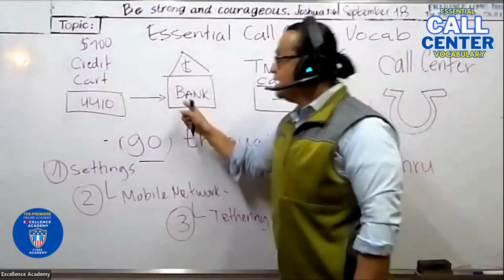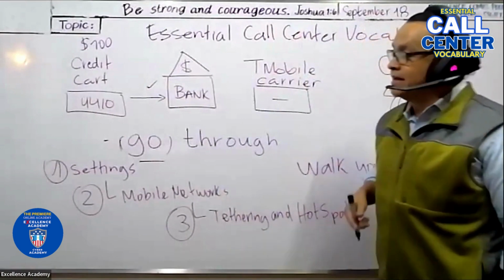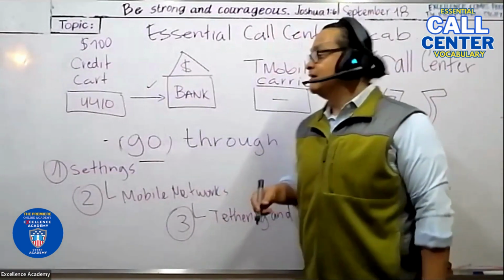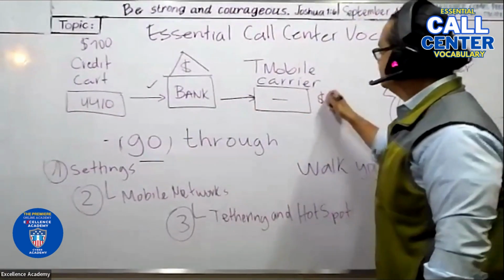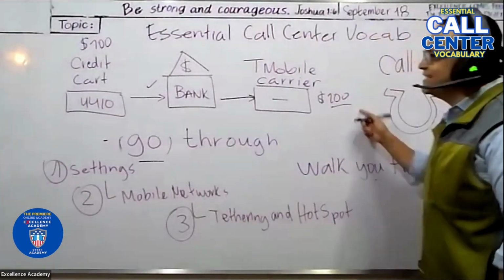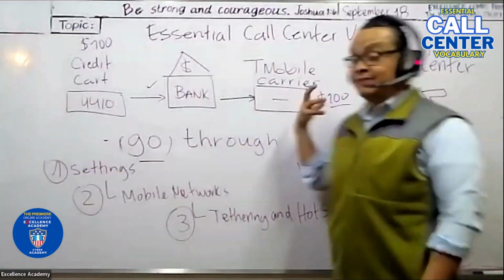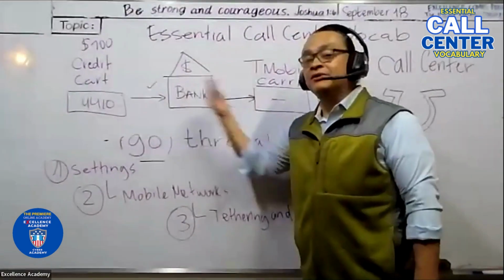So if the bank says, okay, everything is fine, this is an actual payment by the customer, then it will go through to T-Mobile, and T-Mobile will just become richer than it already is. So T-Mobile will receive the customer's payment if the payment goes through.